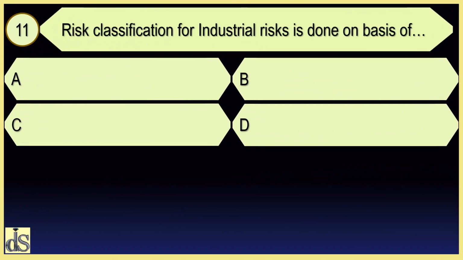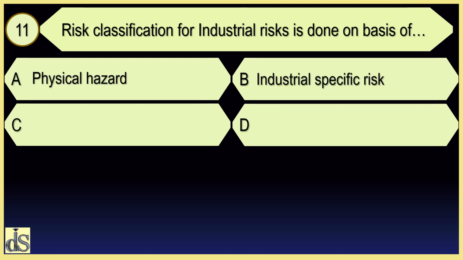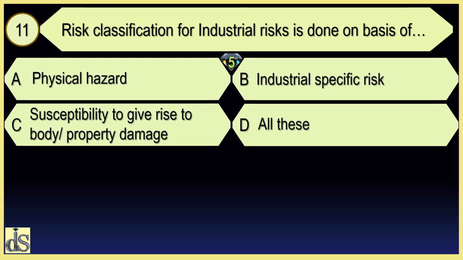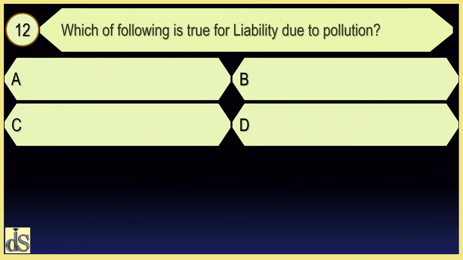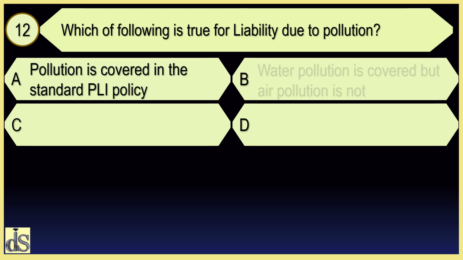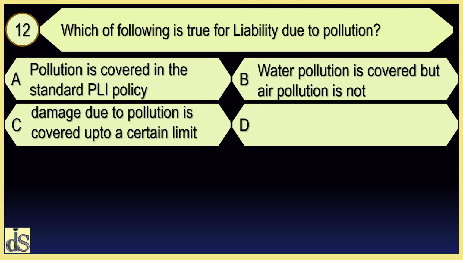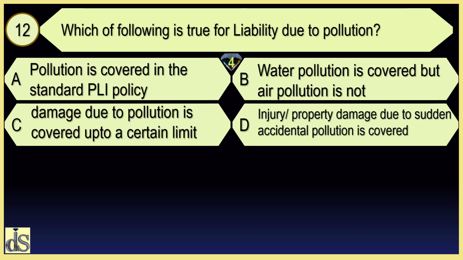Risk classification for industrial risks is done on basis of susceptibility to give rise to body or property damage. Which of the following is true for liability due to pollution? Injury or property damage due to sudden accidental pollution is covered.